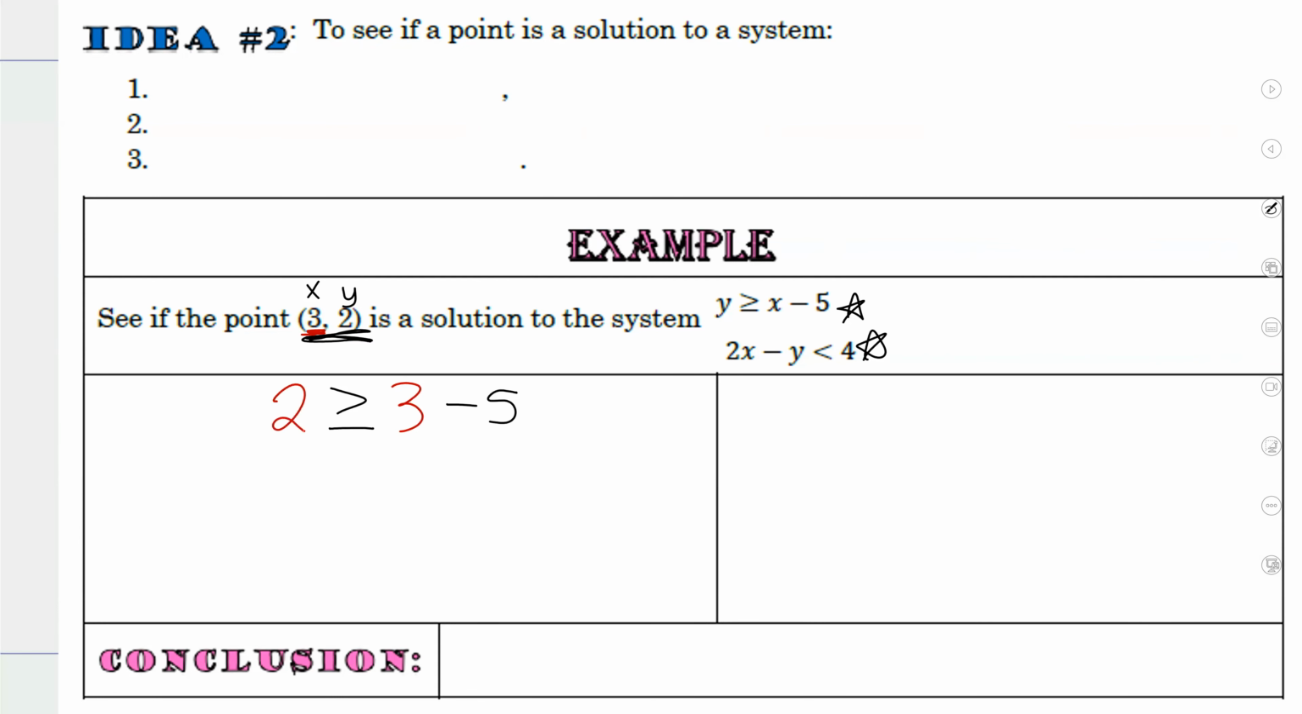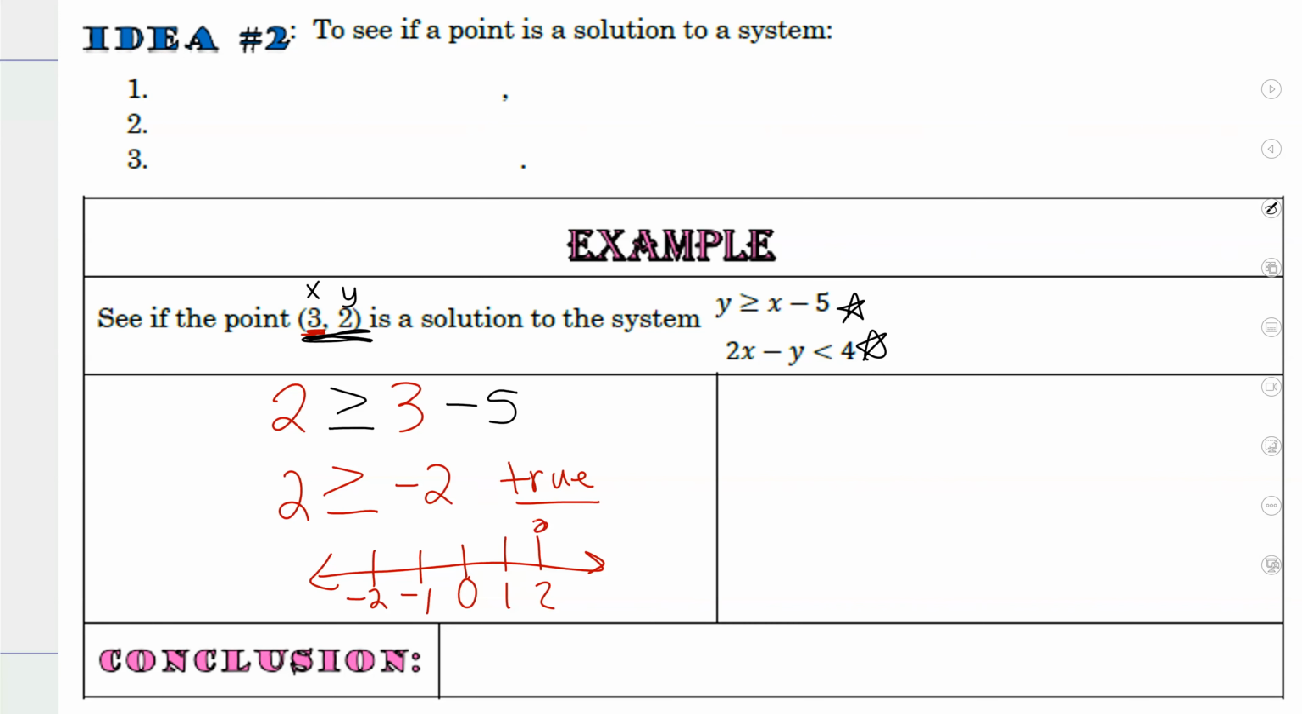And then I'll just evaluate to see if this is true or not. So 2 is greater than or equal to 3 minus 5 is negative 2. This is a true statement. If you thought about a number line, here's 0, 1, 2, here's negative 1, negative 2, and indeed, 2 is the bigger number than negative 2, okay? 2 is greater than or equal to negative 2. That is a true statement.